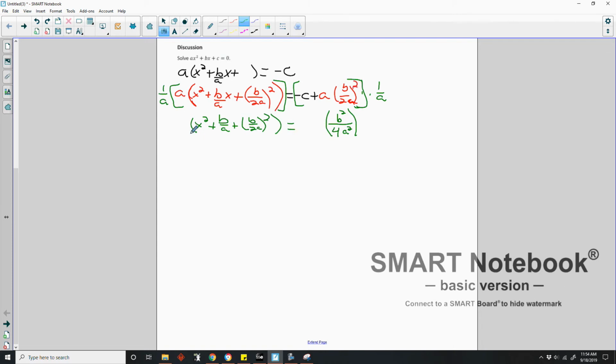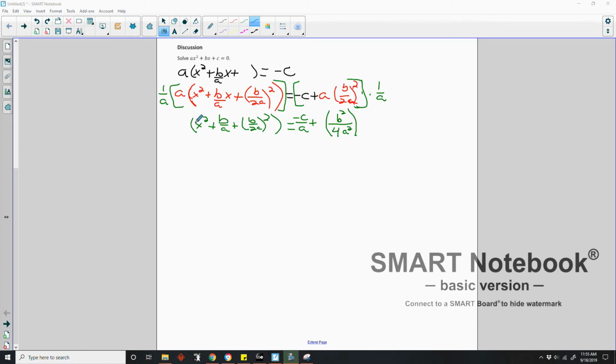Then 1 over a times a, gone. Multiplying this side, I'm going to get negative c over a, and then these a's are going to cancel. So the plus sign's still going to be there, and that's not a 9, it looks like one. Let me fix that. Okay, so what did I just do here? 1 over a times negative c is negative c over a, plus a times 1 over a cancels, and we are just left with this. Okay, a little confusing, but hopefully you're still with me.